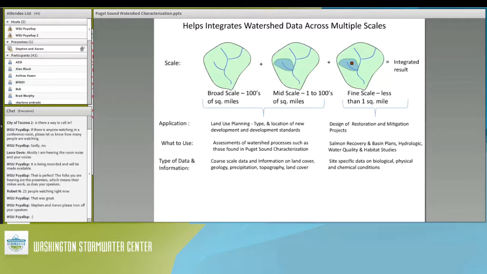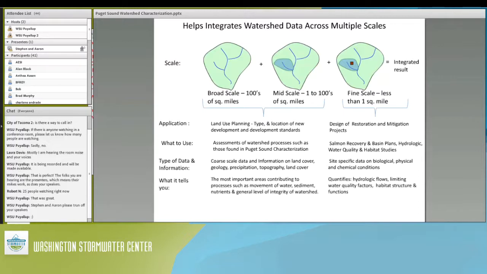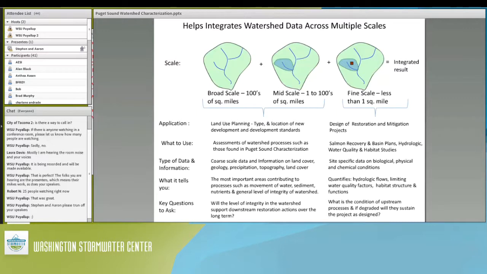You know, what type of land use might be appropriate? What type of mitigation might be appropriate? Where do we need to focus our planning efforts? It's based on geology, precipitation, topography, and land cover, and it's consistent coverage of that information across Puget Sound.